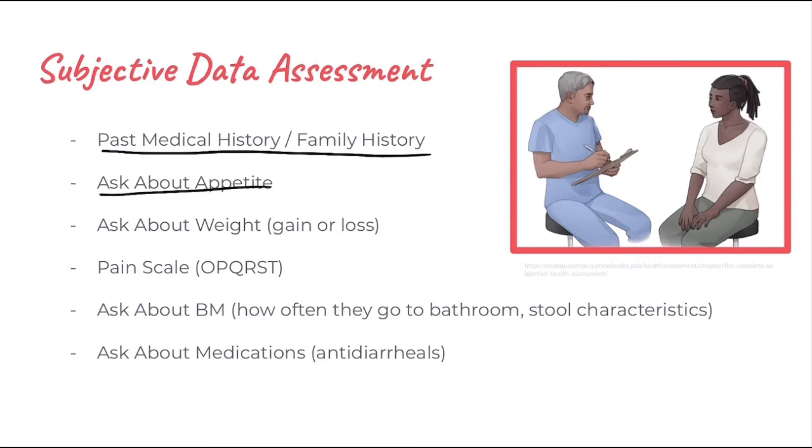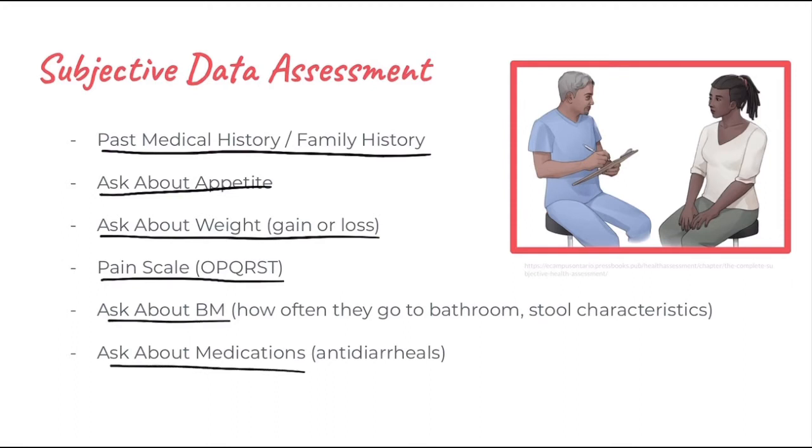You want to know about their appetite, their weight, if they had any weight loss, pain scale, OPQRST: onset, quality, radiation, timing, etc. You want to ask them about their bowel movements, how often are they going to the bathroom, what does their stool look like, and lastly, you also want to know about their medication, what kind of medications they're taking, antidiarrheals, etc.